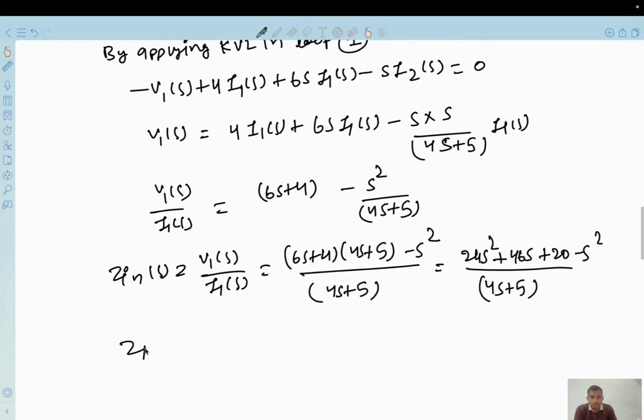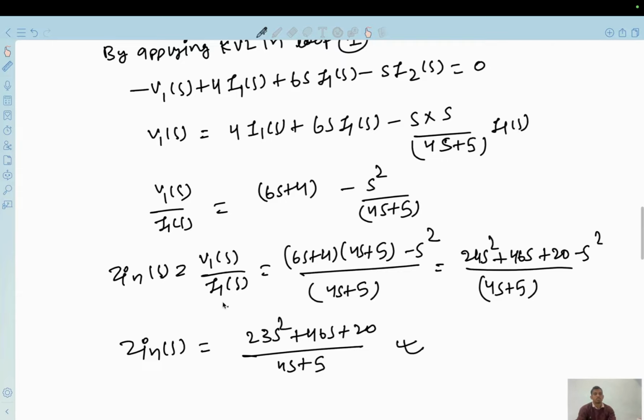So ultimately what will be the value of input impedance? It will be 24S square minus S square, 23S square plus 46S plus 24S plus 5. This will be the value of input impedance of this circuit.